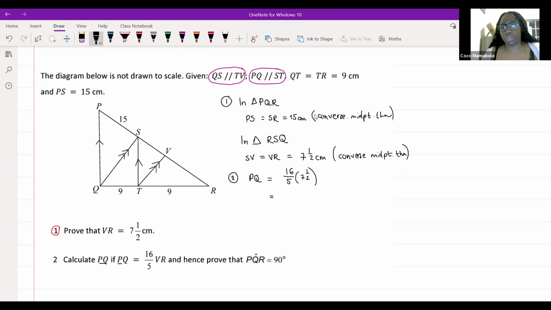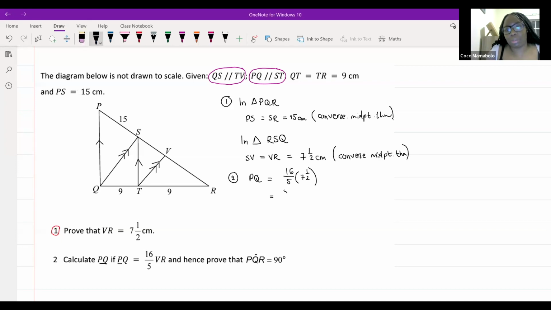What are we going to get, folks? What is the length of PQ? Anybody got an answer for me? Thank you, Desmarie. We're going to get 11.2. Can you give it to me as a fraction, please? What did the calculator give you as a fraction? 56/5. Okay, thank you.